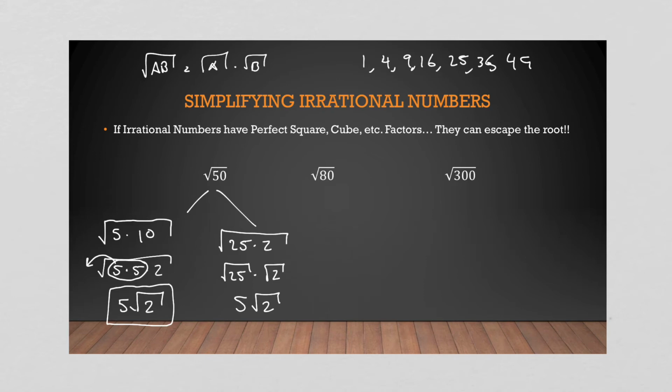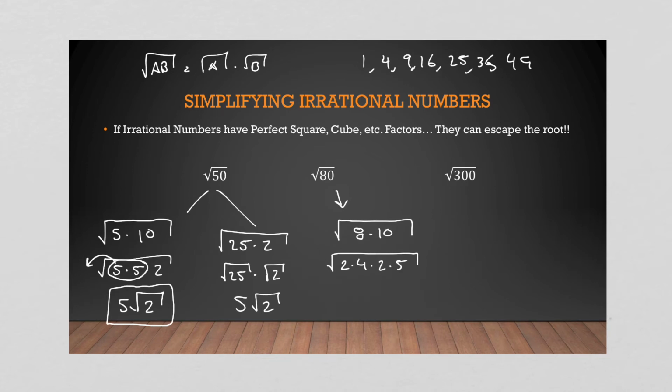So if you look at 80, it's like, well, is it 8 or 10? No. So you could always go like this. You can always break 80 down, okay? 80 is 8 times 10. Well, 8 times 10 is 2 times 4 times 2 times 5.